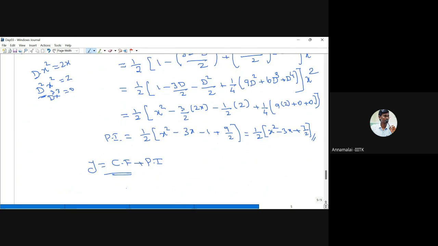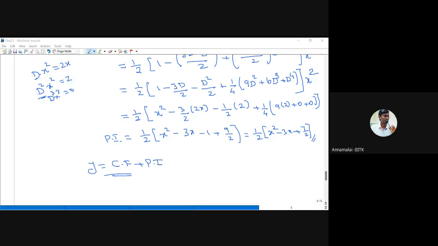Now, these are the three basic functions on the right hand side. Suppose the right hand side is a combination of these, for example, e power ax into sine or e power ax into cos. So in that case, how to find the solution? We will discuss that in the next class. Okay, I can stop.